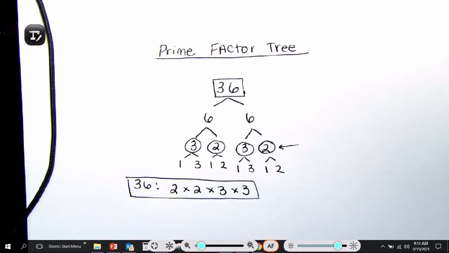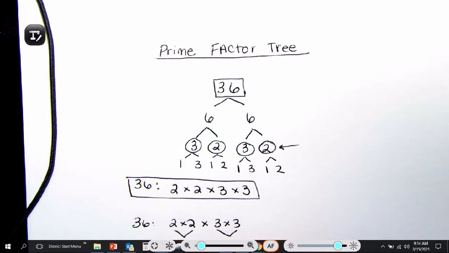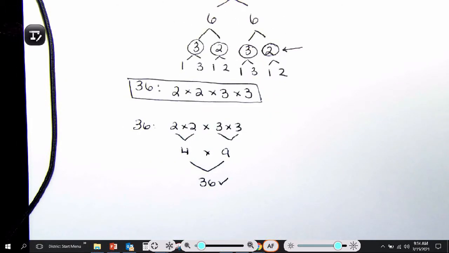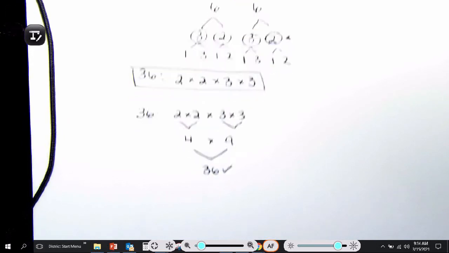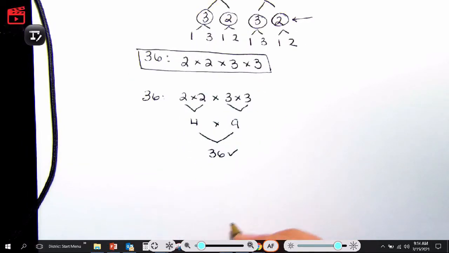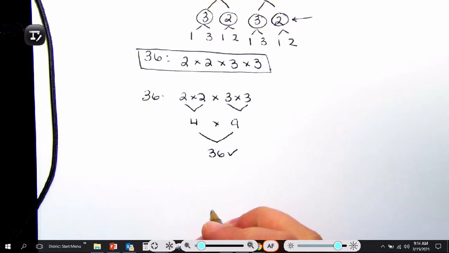So if I was to multiply 2 times 2, 3 times 3, well, actually, let's do that. 2 times 2 is 4, and 3 times 3 is 9. 4 times 9 is 36, and we did a little mini check here. So let's do another practice with factoring. We're going to do many practices in class. So let's do 42 now.